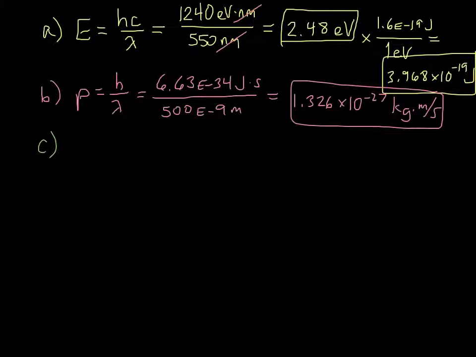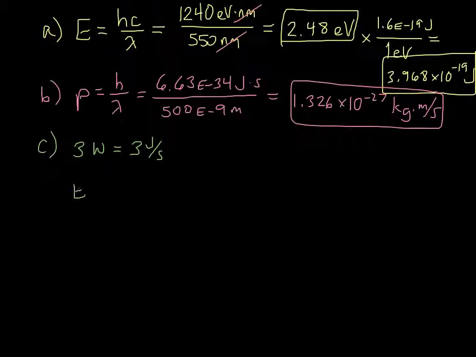For part C, estimate the number of visible photons emitted per second by this bulb. So we said the bulb has a power of 100 watts, but with the efficiency of just 3%, that means we're looking at just dealing with 3 watts of power, which is the same as saying 3 joules per second. So in 1 second, there are 3 joules of energy.